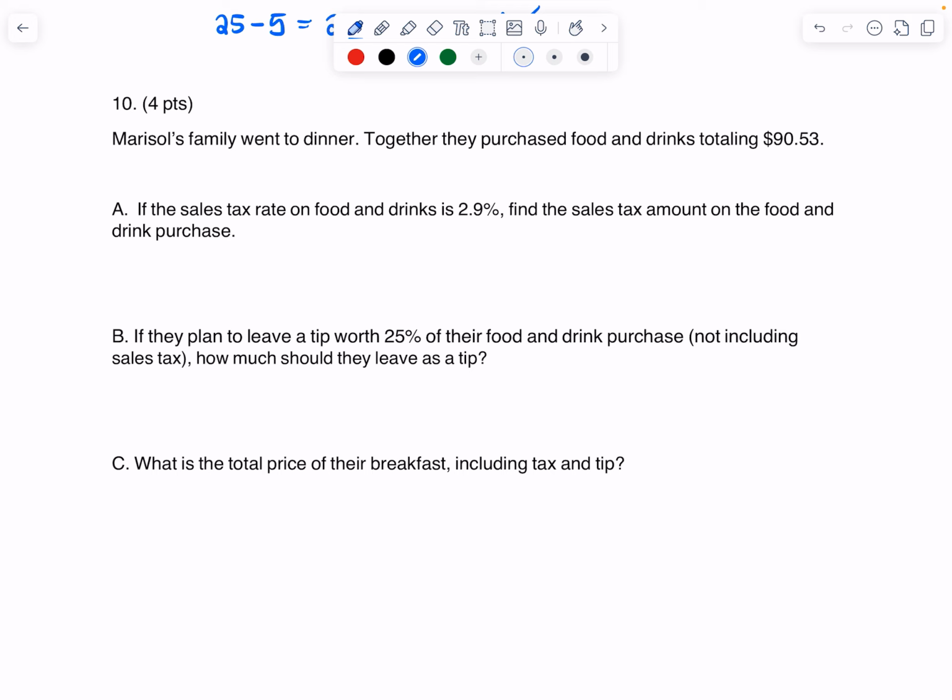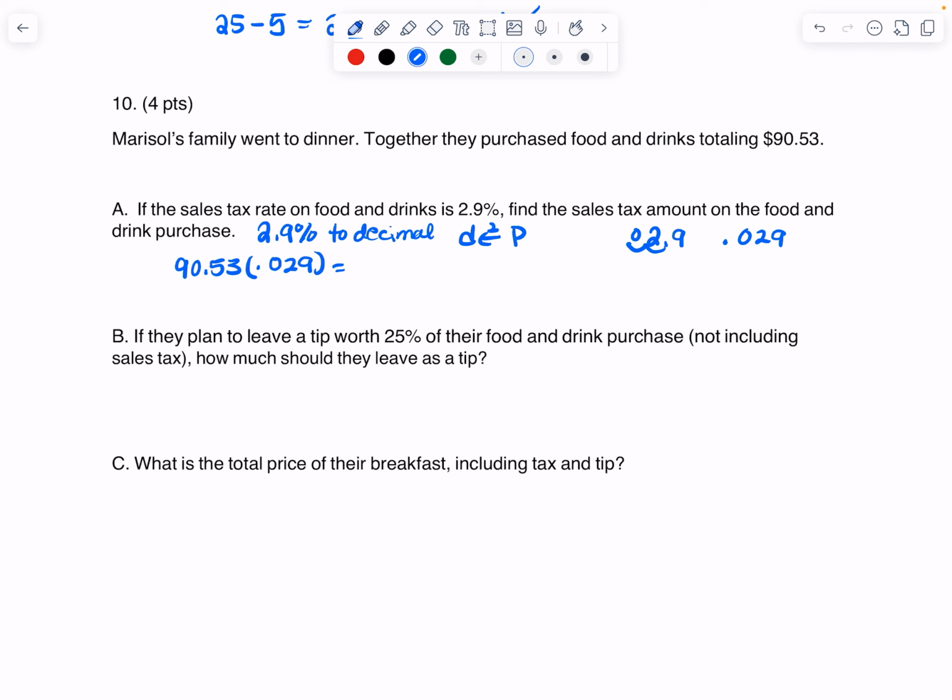Okay, so we're going to do this in pieces. For part A, again, I have to convert that 2.9% to a decimal to work with it. So we're going to start with percent, move to decimal, 2 places to the left. So I get 0.029. Okay, so I'm going to take the food and drink purchase total, which is $90.53, and multiply that by 0.029, which is the sales tax amount.